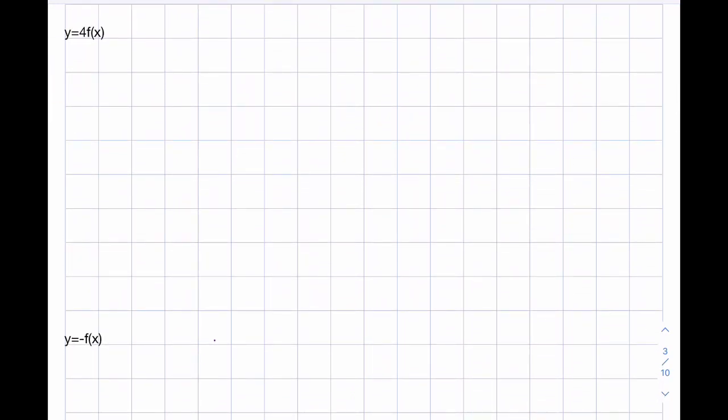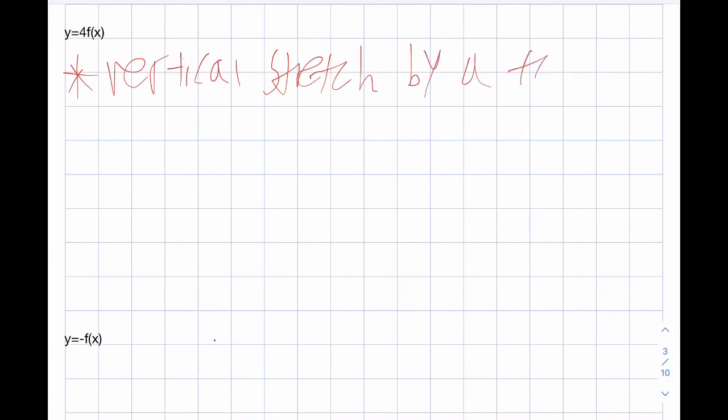Alright guys, let's look at the next function. It is y equals 4 f of x. Now this will be a vertical stretch by a factor of 4.